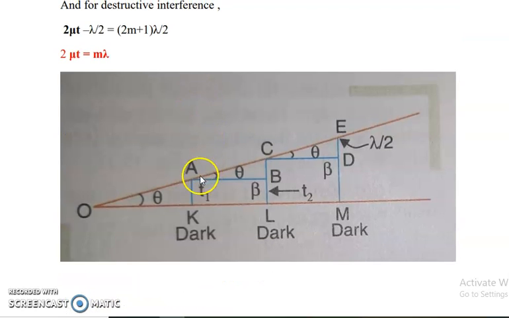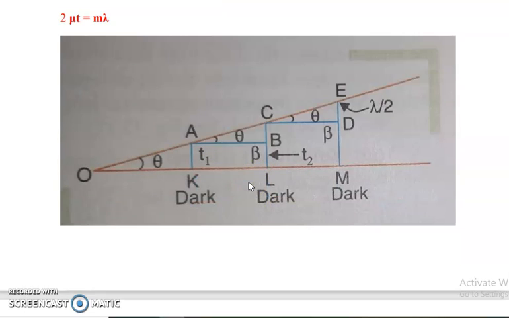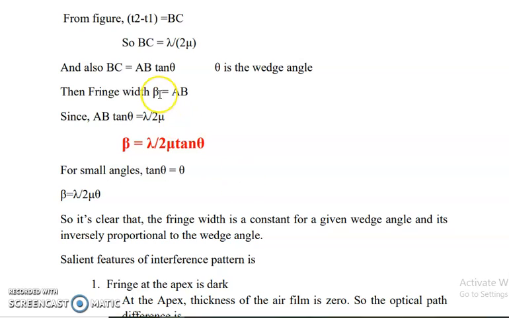From this figure we can see that this AB is nothing but the bandwidth or fringe width, because T1 is a point of darkness and T2 is the very next point of darkness, or K is the point of darkness and L is the very next point of darkness. So AB will be equal to the fringe width of a dark band. Normally we represent fringe width by beta. So AB can be replaced with beta. So beta is equal to AB.